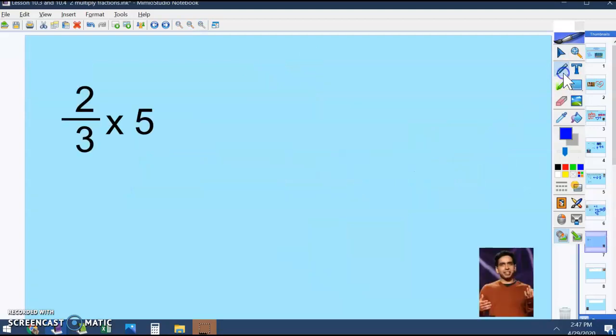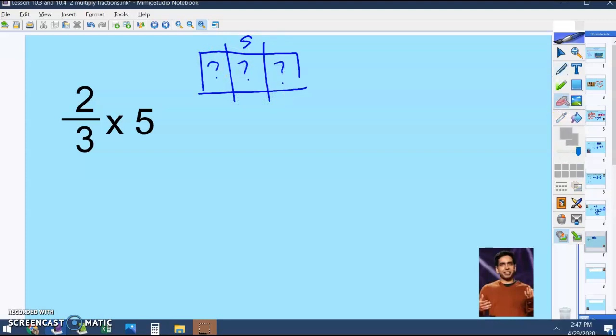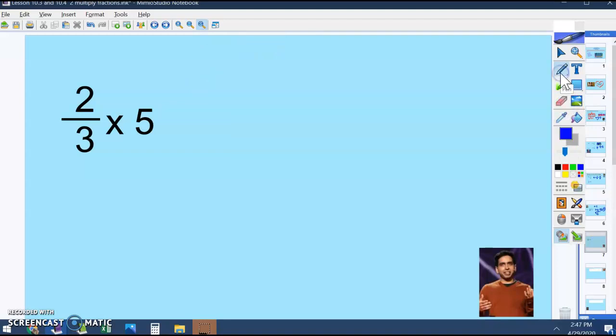Here's a good example of this, because if I was going to draw a diagram and take 2/3 of 5, if this whole thing is 5 and I split this evenly into 3 parts, I don't know what this is going to be because it's not a whole number. It doesn't divide up evenly. Those numbers are not compatible.